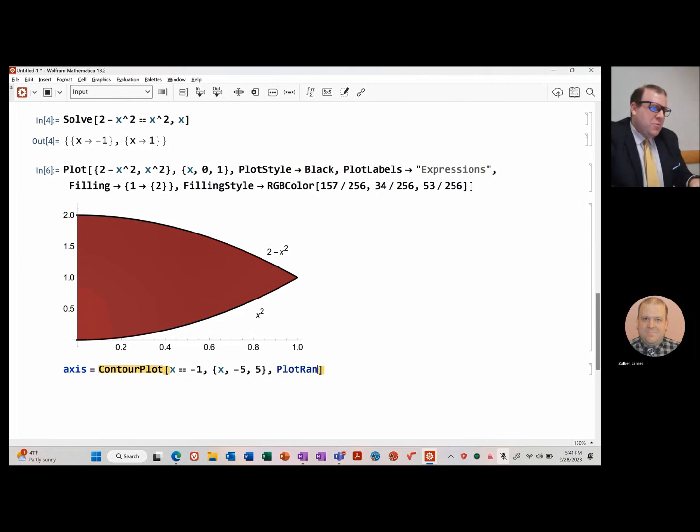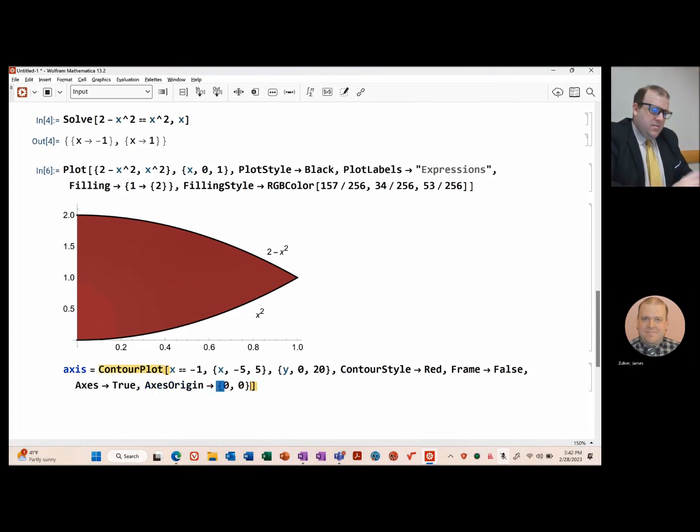Oh, wait. I don't know why I'm doing plot range. It's for y. Y, 0 to 16, or 20. That's what I want. Contour style, I'm just going to make the axis red. Turn off the frame. Turn on the axes. I think that's all I need. I'm going to be safe and set the axes origin to actually be the origin.